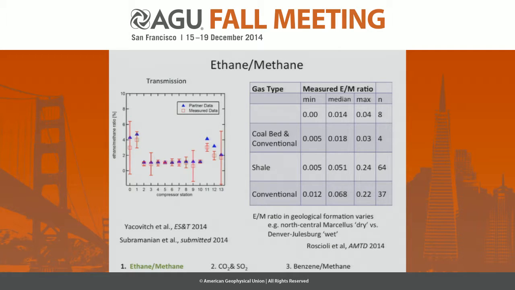We do, of course, point out that the ethane to methane ratio varies greatly from different geological formations in north central Marcellus in the dry gas region relative to, say, a Denver-Julesburg wet region. And Rob Roscioli's tabulated this very nicely for a lot of different places that we've been to.